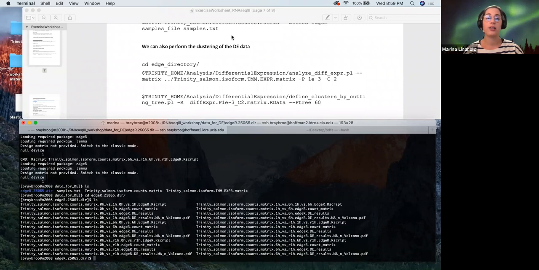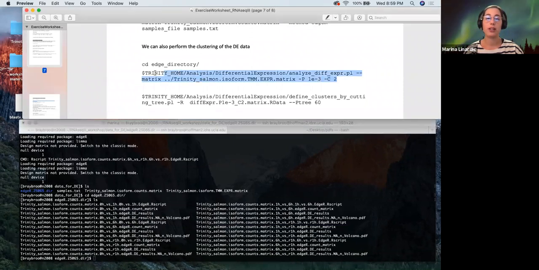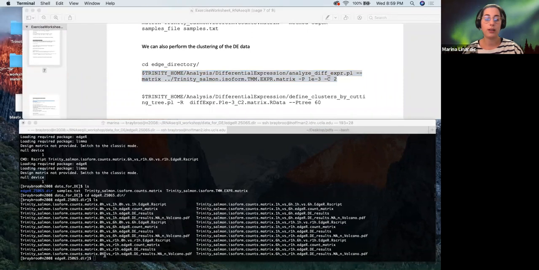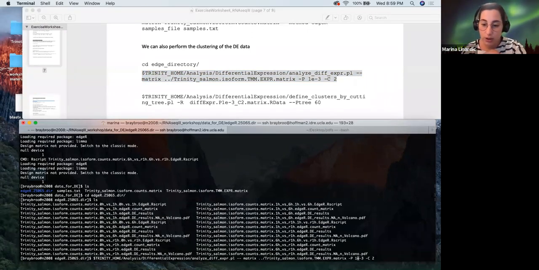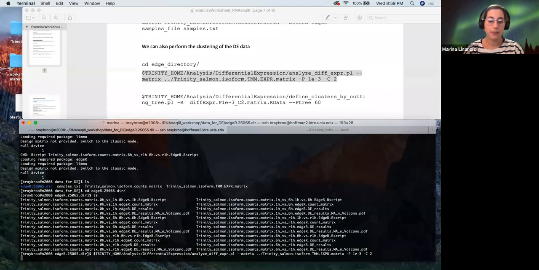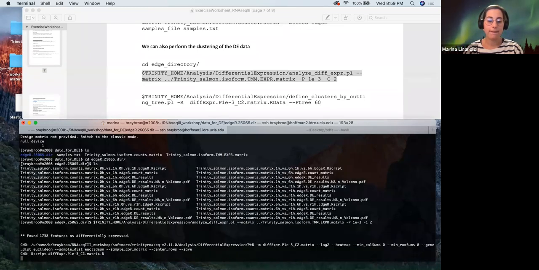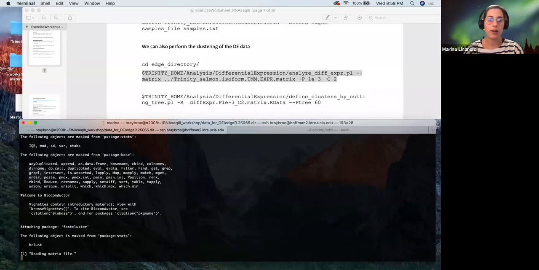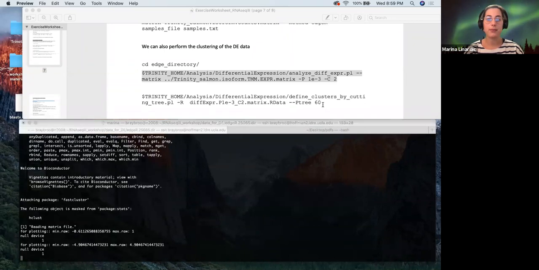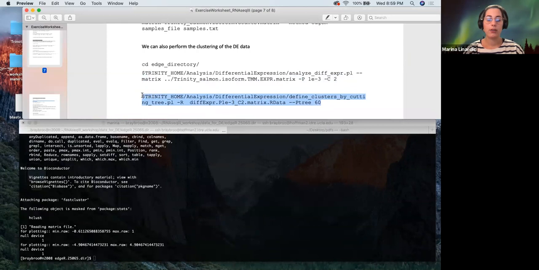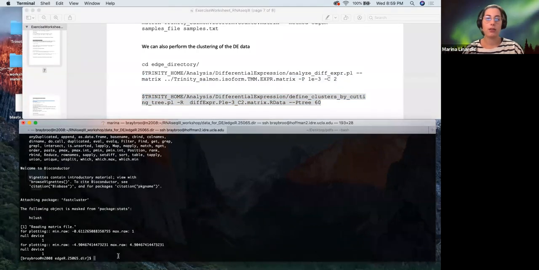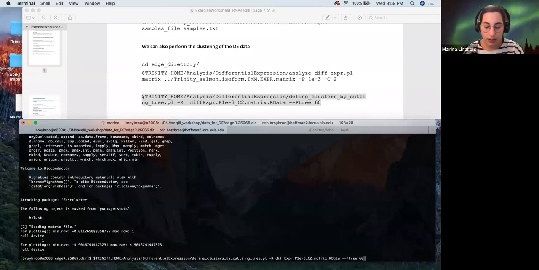And now we're going to do the clustering. First, we're going to do the heat map. So we're just going to copy, paste, and make sure we don't have any spaces here. So it's now doing the clustering. And the second thing we're going to do is the clustering with the tree. Again, we have a little bit of an error here. Space.